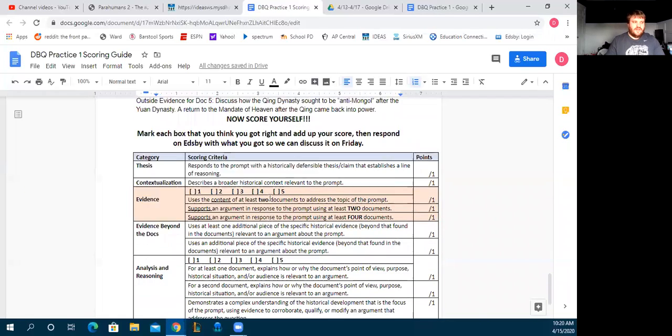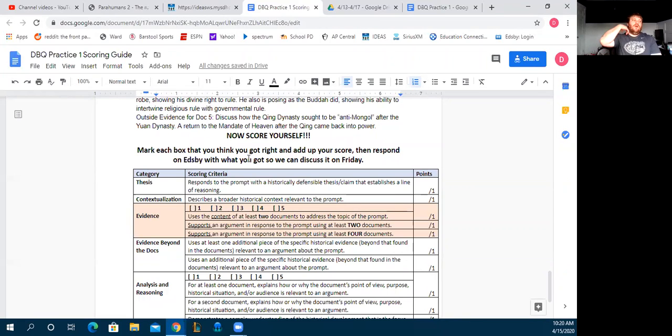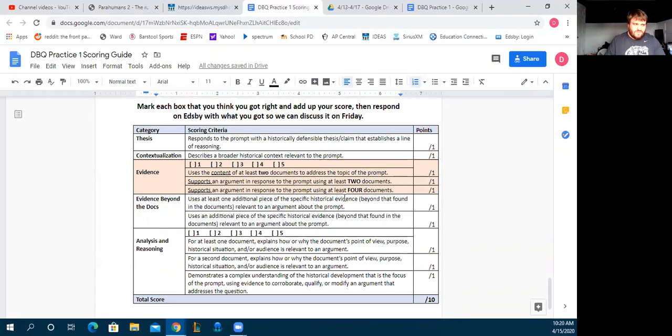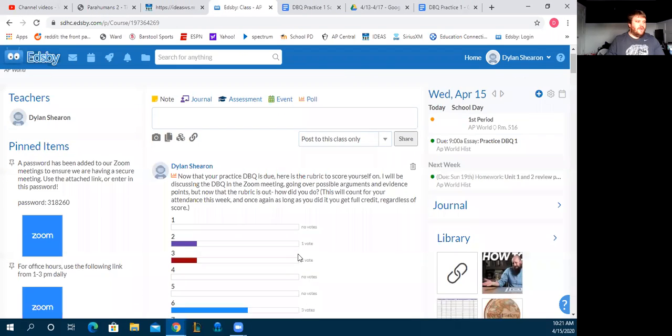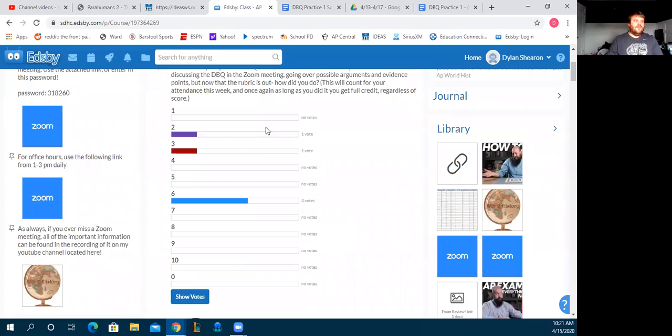So at the end of this, I said, now score yourself. So mark each box with what you think you got right and add up your score. You don't have to submit this actual document. You'll notice I posted up a poll on Edsby. Some people have already actually filled it out. But simply go through it, see whether or not you think you got all these, tally up your score. And then once you've tallied up your score and everything else, you're simply going to go to Edsby, and then you will fill in this fun little poll that says, like, how do you think you did? 1 through 10, and then zeros at the end. I hope nobody got that.